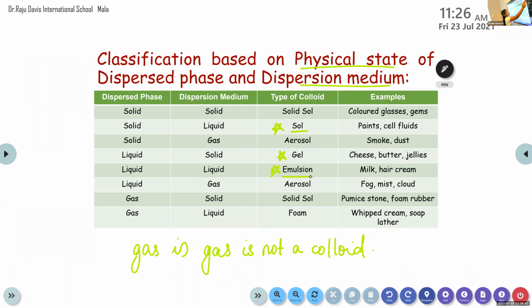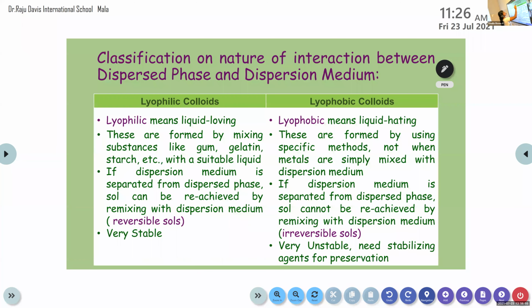Then we are moving to another type of classification of colloids. The second type of classification: classification based on the nature of interaction between the dispersed phase and dispersion medium. The first one depends upon the physical states of dispersed phase and dispersion medium. The second classification is based on the nature of interaction between dispersed phase and dispersion medium. Based on this, we can classify colloids into two types.